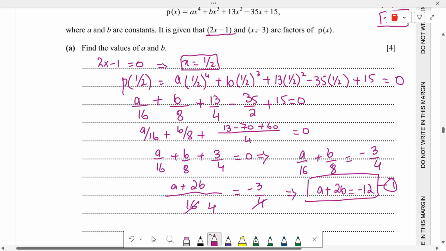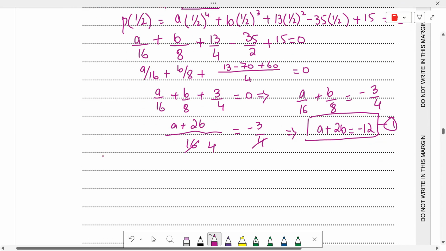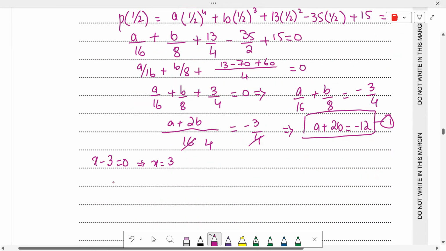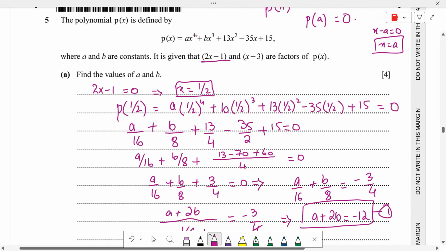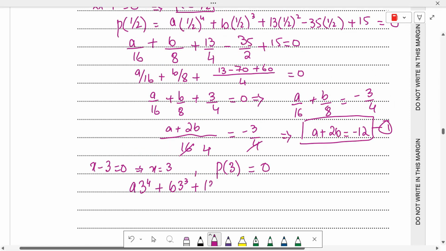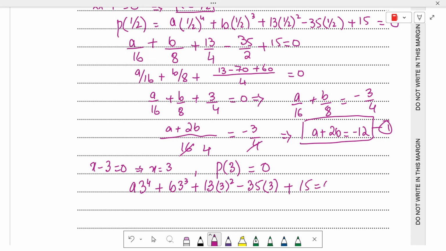Now we will use the second factor, which is x minus 3 equal to 0. So x is 3, which will also satisfy the polynomial equation. So p of 3 is equal to 0. We plug x equal to 3 into the given polynomial equation. We will have a times 3 to the power of 4, plus b times 3 cubed, plus 13 times 3 squared, minus 35 times 3, plus 15 equal to 0.